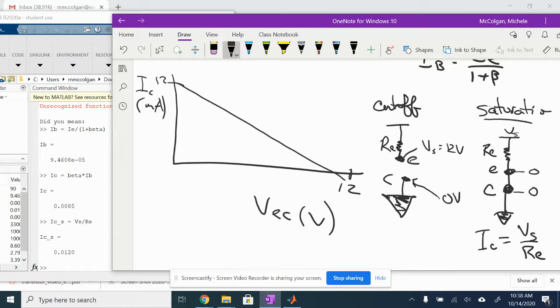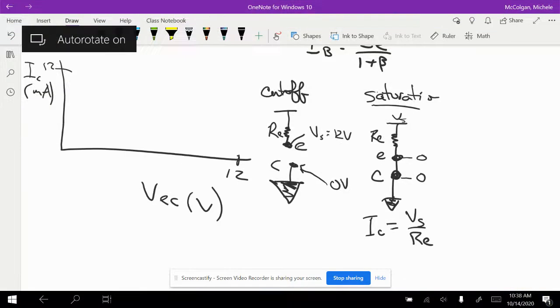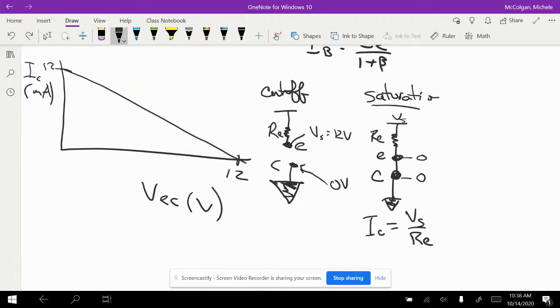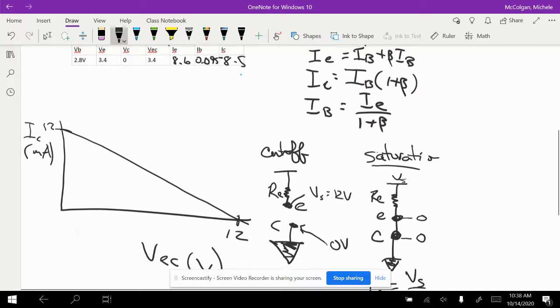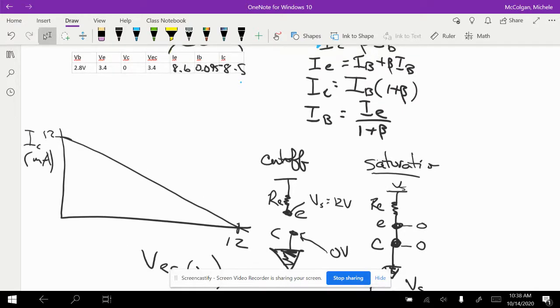Oops, that really wasn't good. Let me do this better. There we go. Now if I want to put in where I'm operating, I can go back to my table and find my VCE is 3.4. So let's say that's right around here. I'm going to say that's 3.4. That's my actual operating location on the voltage drop across VEC. And then my IC is 8.5, so that's right about here.